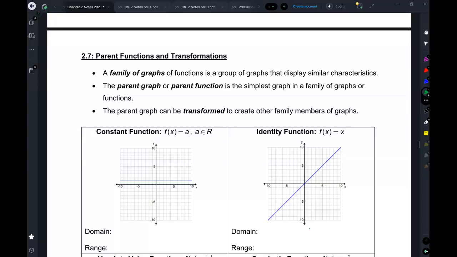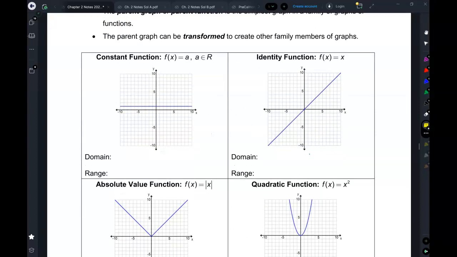Right. So a family of graphs is a group of functions that basically look the same when you graph them. For example, all linear graphs, all linear functions, that's a family of functions, and so on. In a family of graphs, you always have a parent function, which is basically the most basic, default case that graph can be drawn. Then you start from that and you transform it and you create others in the family.